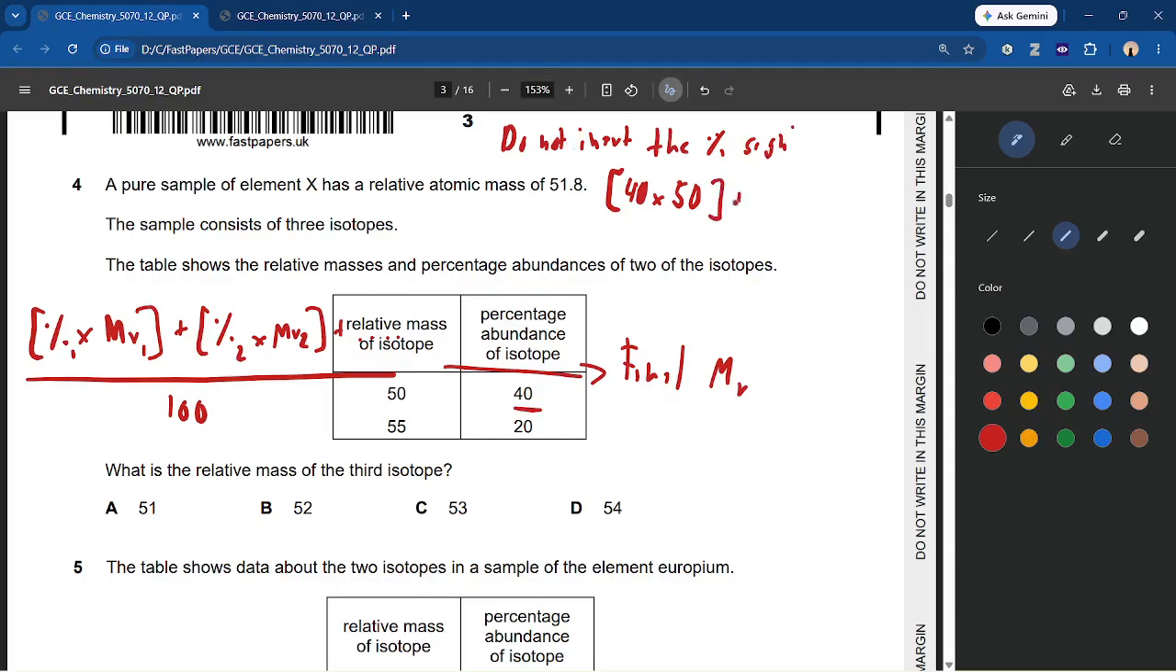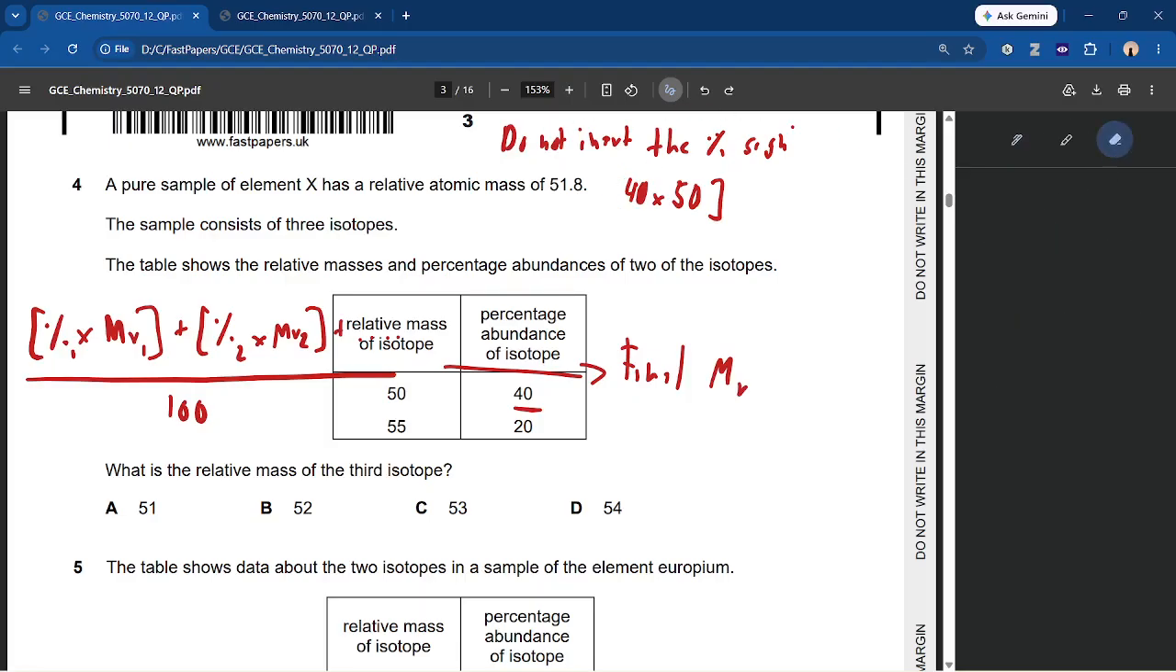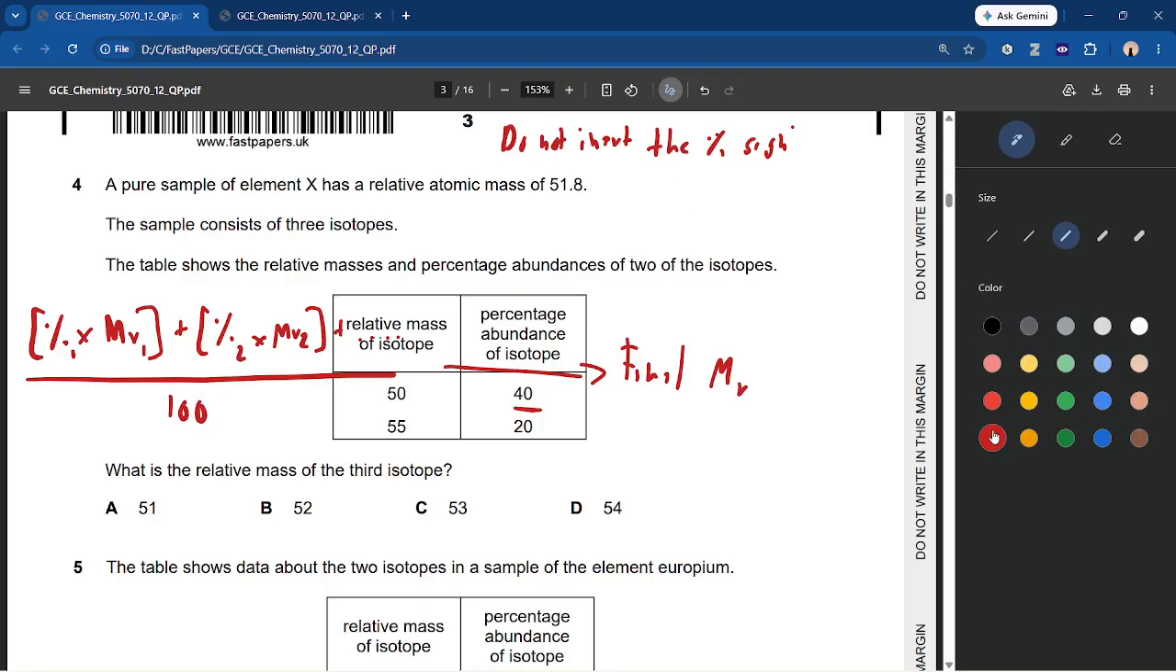So 40 into 50 plus 20 into 55, and this is going to be divided by 100 plus, okay, I'm going to need some more space for this, so we're going to keep that, and I'll just erase this. It's a problem with these papers. You don't really get that much space for working out. But I'm pretty sure you can ask for a blank piece of paper in the actual exam, so you don't need to worry about that too much. How about if I just write a bit smaller? So how about over here?